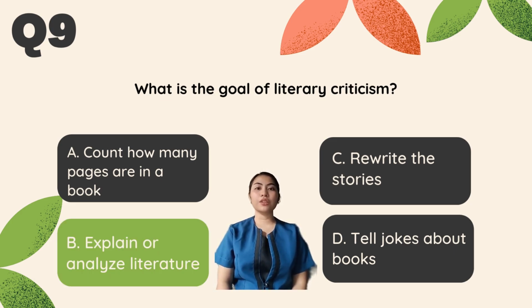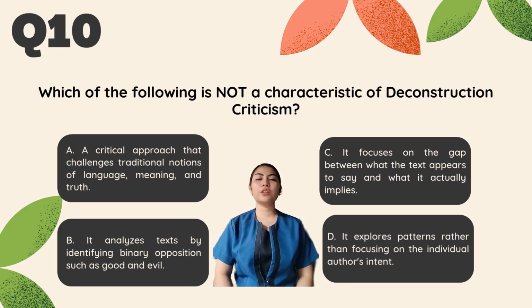The correct answer is letter B. Explaining or analyzing literature helps us understand and interpret text. For our rationalization, letter A, page numbers are not the focus. For letter C, critics don't rewrite stories. Letter D, telling jokes about books is not the purpose of criticism.